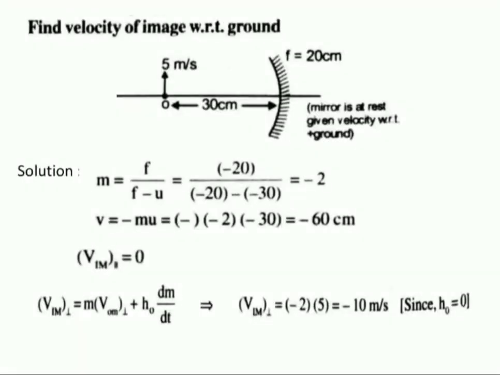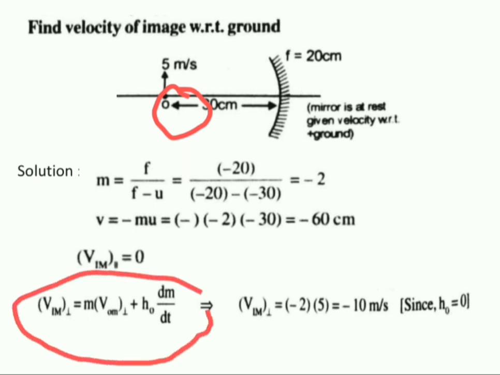Can you look at the second example? In the previous case, the object was moving parallel to the principal axis. In this case, I have taken the object moving perpendicular to the principal axis. And because the object is on the principal axis, you can observe this, the foot of the object is lying on the principal axis. What is the value of h naught? Equal to 0. Since h naught is 0, when you use this formula for a body moving perpendicular to the principal axis, the h naught into dm by dt term will be lost.